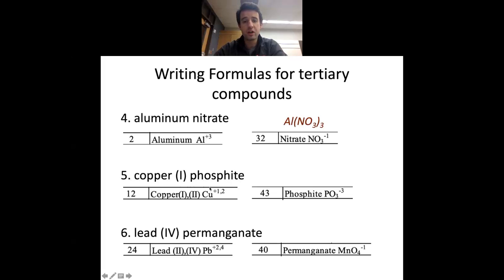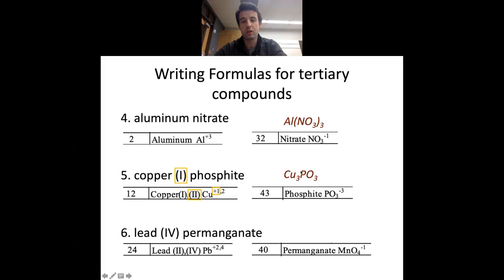Copper(I) phosphite. In this case, copper is going to have a charge of 1. That's what that Roman numeral is saying. Oops, that should be a 1 over there. Sorry about that. Copper(I) phosphite, and then phosphite has that 3 minus, so we're just going to need one of these 3 minuses, but we're going to need 3 of these coppers. So 3 coppers, 1 phosphite is going to look like this, Cu3PO3.